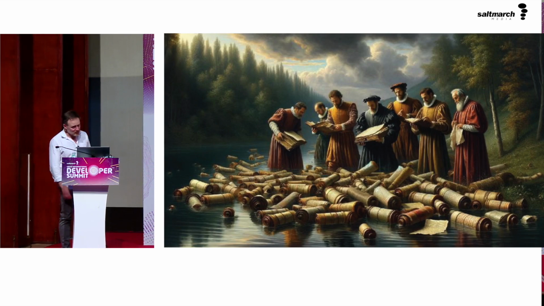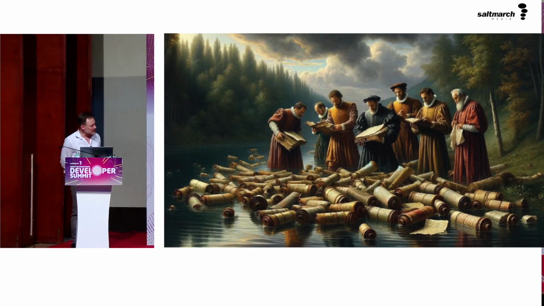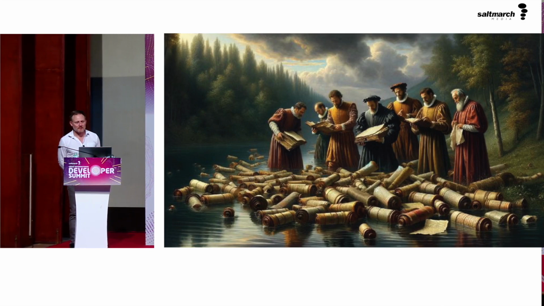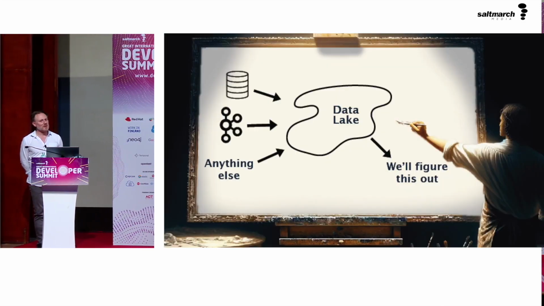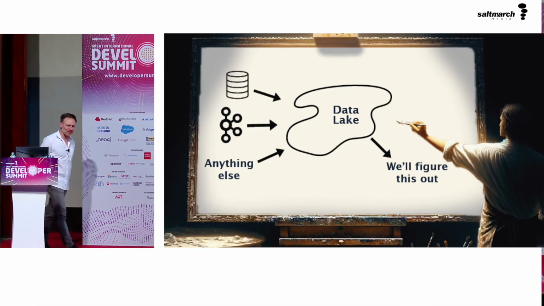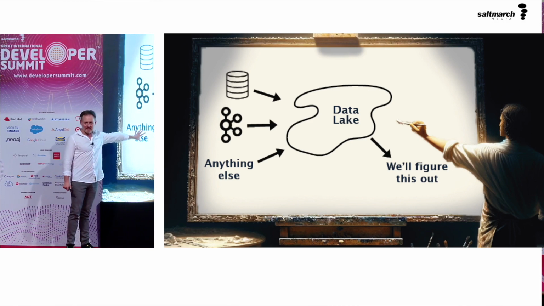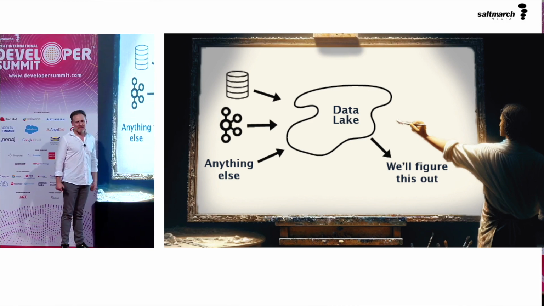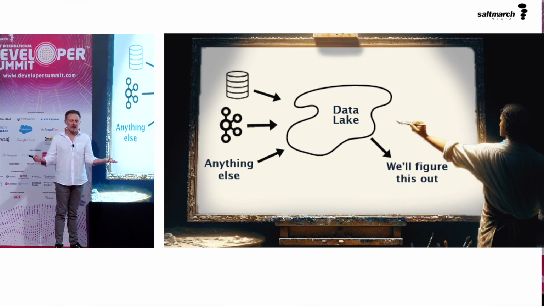Very similar to cloud data warehouses are the heir of Hadoop, the data lake. So here we have these data engineers and data scientists carefully analyzing these scrolls in the data lake. You all know what this is, right? We've got databases, we extract data from the databases, we've got Kafka, we've got whatever there is in the world, put it into the data lake and figure it out later. That was kind of the selling point of this initially, right?